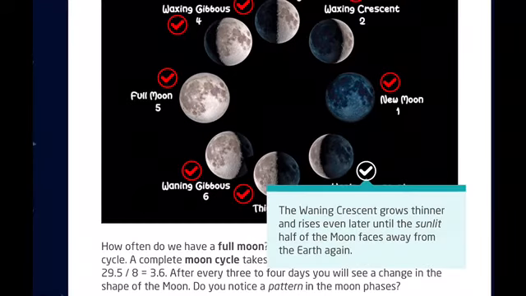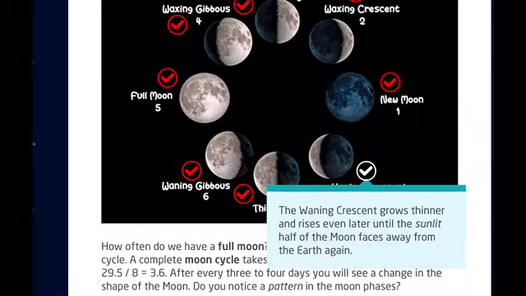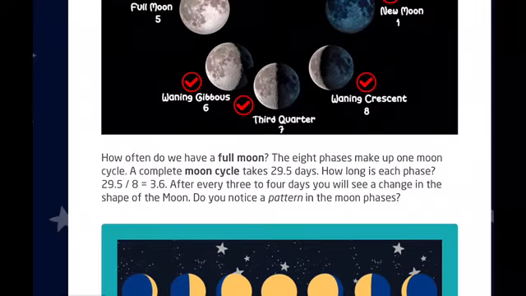and waning crescent. The waning crescent grows thinner and rises even later until the sunlight of the moon faces away from the earth again. So over here, the moon has to have this time where the sunlight will face only this part of the moon, only one part, depending on the part of the moon, okay?